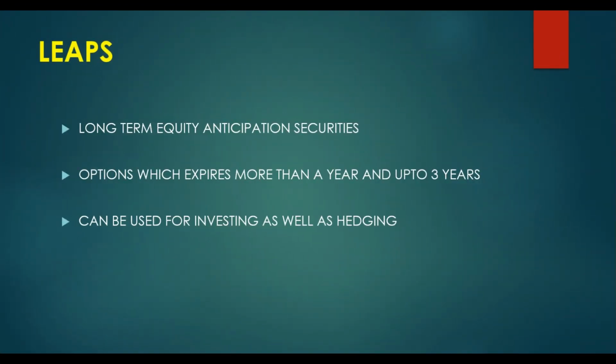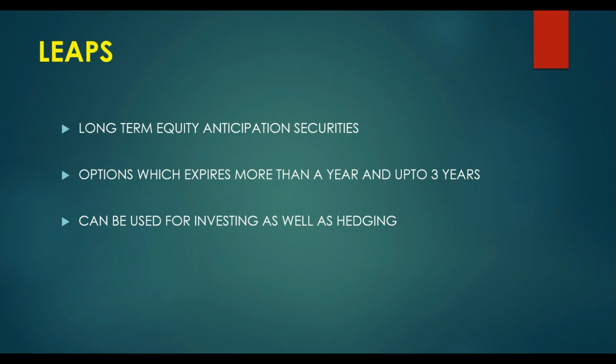So the strategy which I did was LEAPS. LEAPS is nothing but Long-term Equity Anticipation Securities, which are options which expire more than a year out and might go up to 3 years. So in what form can LEAPS be used? LEAPS can be used for investing as well as for hedging. It depends on what we want and how we want to execute the strategy.